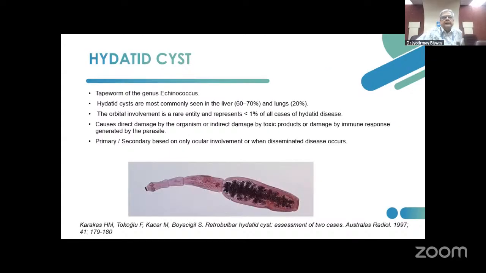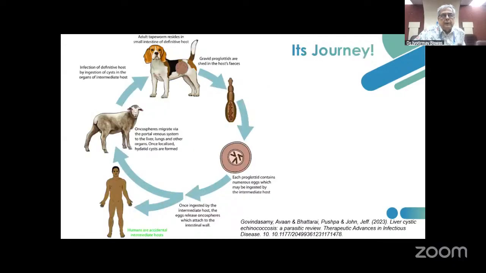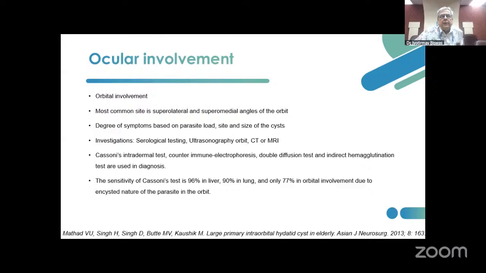And last is the hydatid cyst. Hydatid cyst is Echinococcus and is most commonly seen in the liver and lungs. I just don't want to go into details of that one. There's an intermediate host, the dog or sheep. For ocular involvement, the most common is the lateral and superomedial angle of the orbit. Orbit is the most common site.